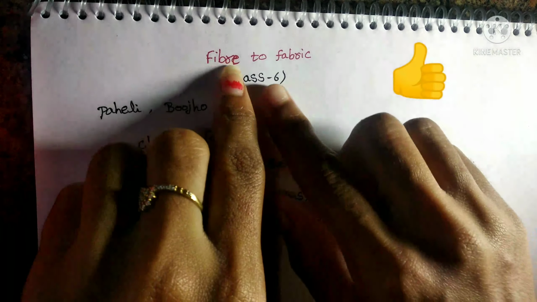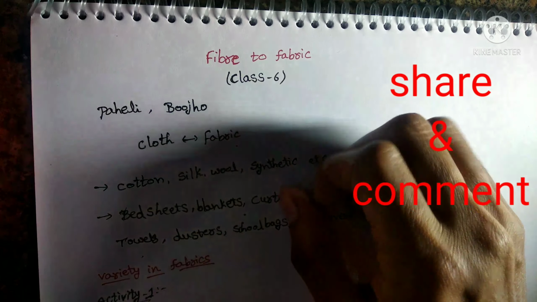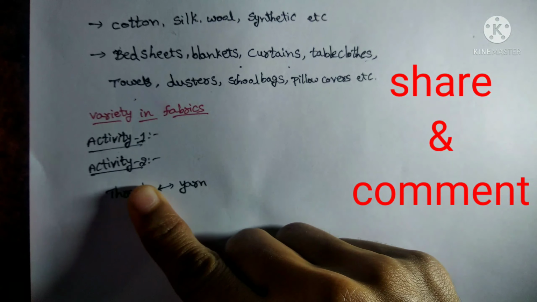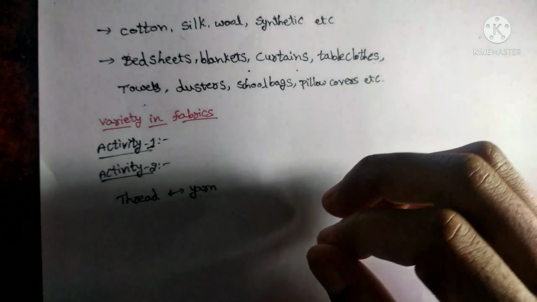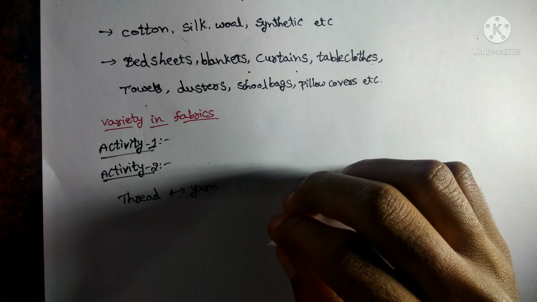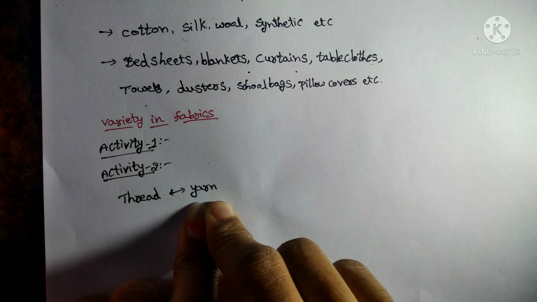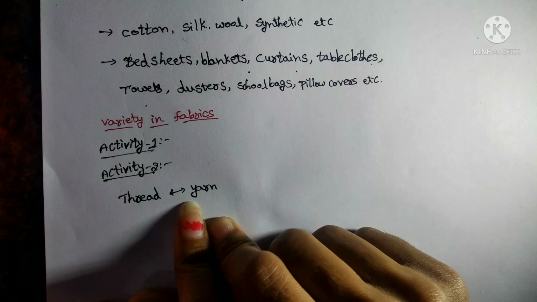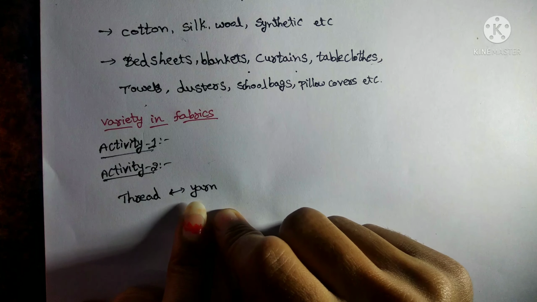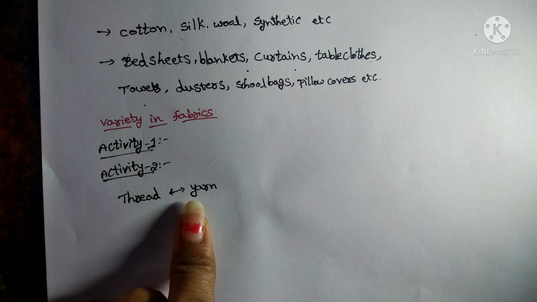In this video we are going to discuss the Fiber to Fabric lesson. In the previous video we have discussed up to activity number 2. Now we are going to start activity 3. In the previous video I asked you one question: what is yarn made up of? Have you found any answer for this question? Okay, if not, now I will explain.